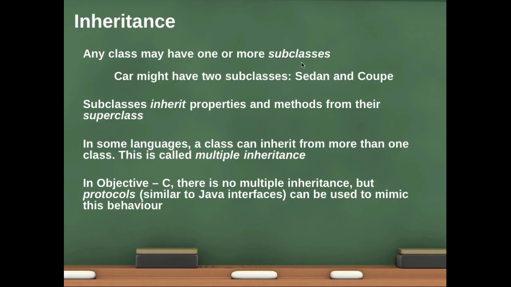Classes can also inherit from one another. The way this works is that any class can have one or more children, or one or more subclasses. So these are classes, but they're subclasses of the primary class. For example, car might have two subclasses, a sedan and a coupe. It could have more. It could have a sports car. It could have several different kinds of car, but they're all subclasses of car.